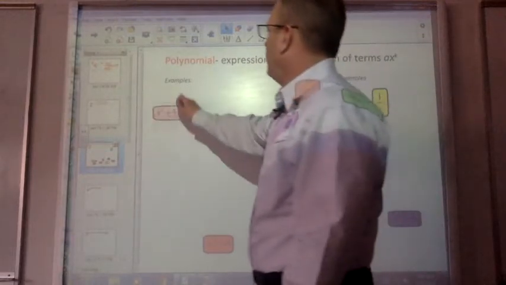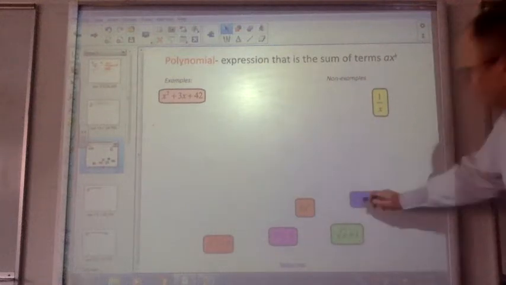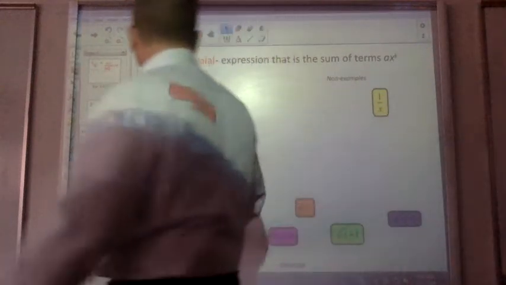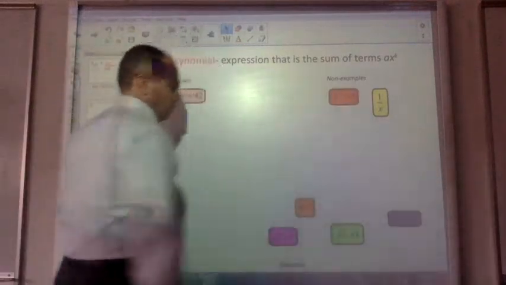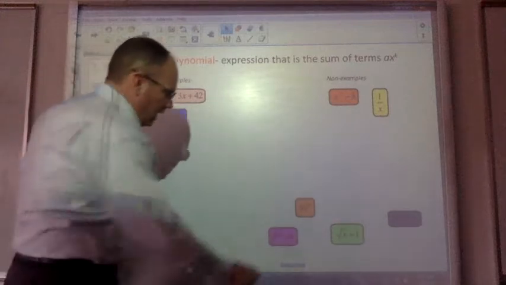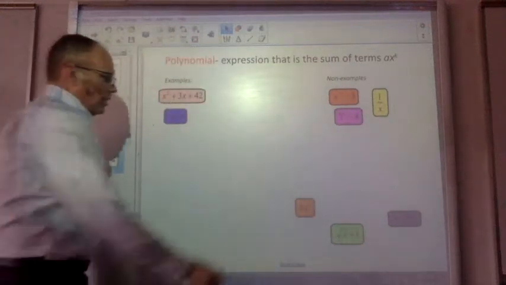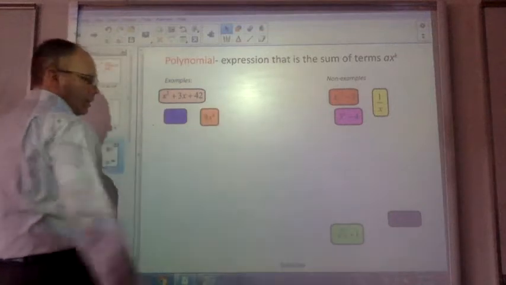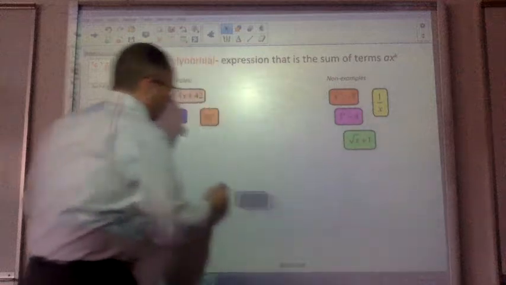This is an example. And I know some of these can't see. I believe this says x plus 1, so that's an example. X to the negative 1, that's the same thing as 1 over x, so that doesn't work. 3x to the 4th, no, that's not an example. 9x to the 6th, yep, that works. The square root, no, that doesn't work. And then x to the 3rd minus 4.